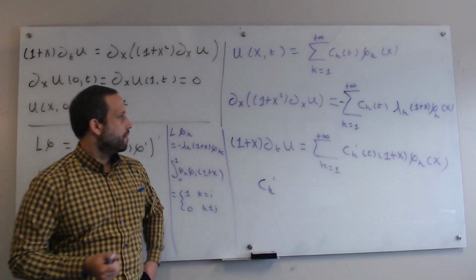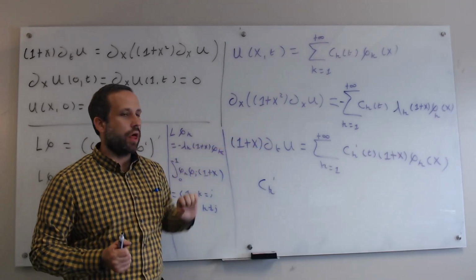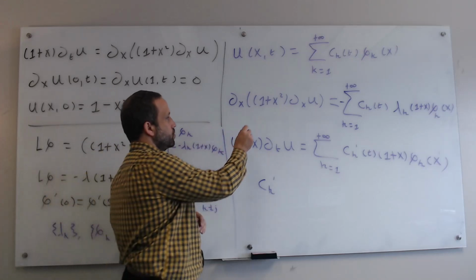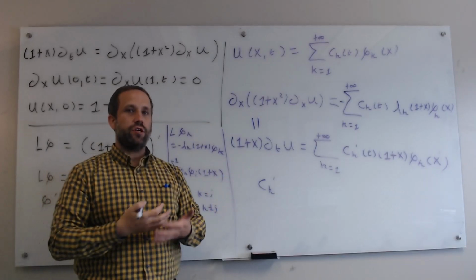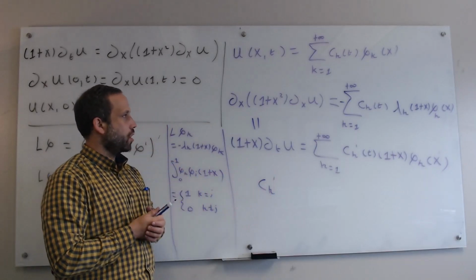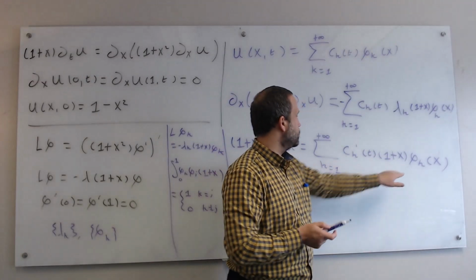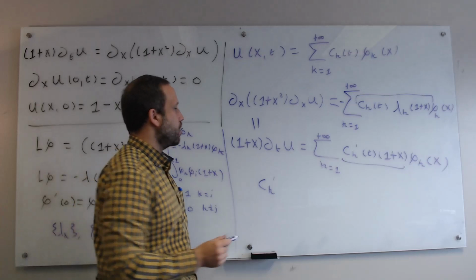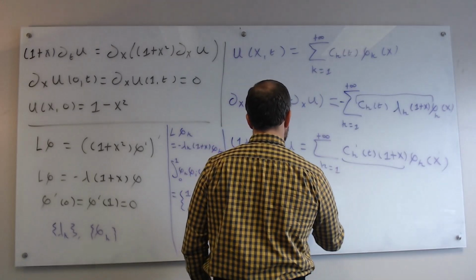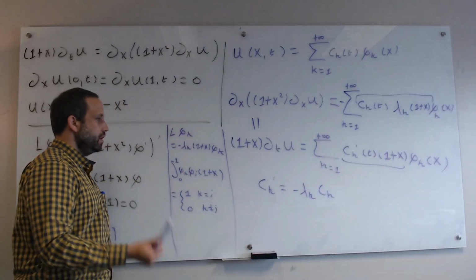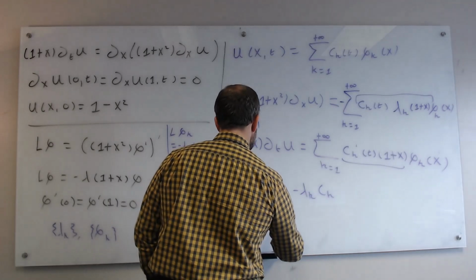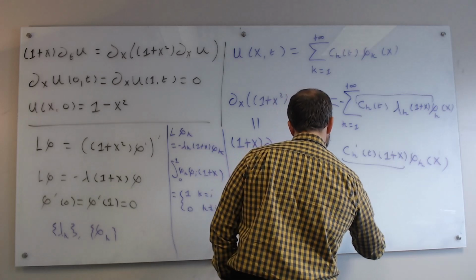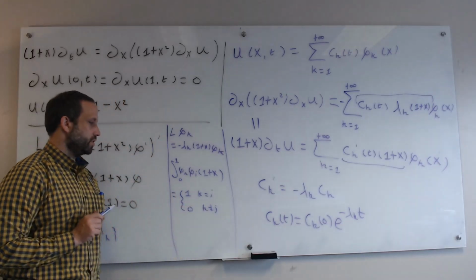So this equality is true no matter what we know about u. But if we want u to satisfy the PDE, then they must be equal to each other. And if they're equal to each other, since the phi k's are orthogonal and therefore linearly independent, the corresponding coefficients must equal each other. In other words, this is equal to this, along with the minus sign. Well, there's a 1 plus x, so I can cancel that out, and we get ck prime is equal to minus lambda k ck. Therefore, ck of t is equal to ck of 0 e to the minus lambda k t. It's just solving an ordinary differential equation.